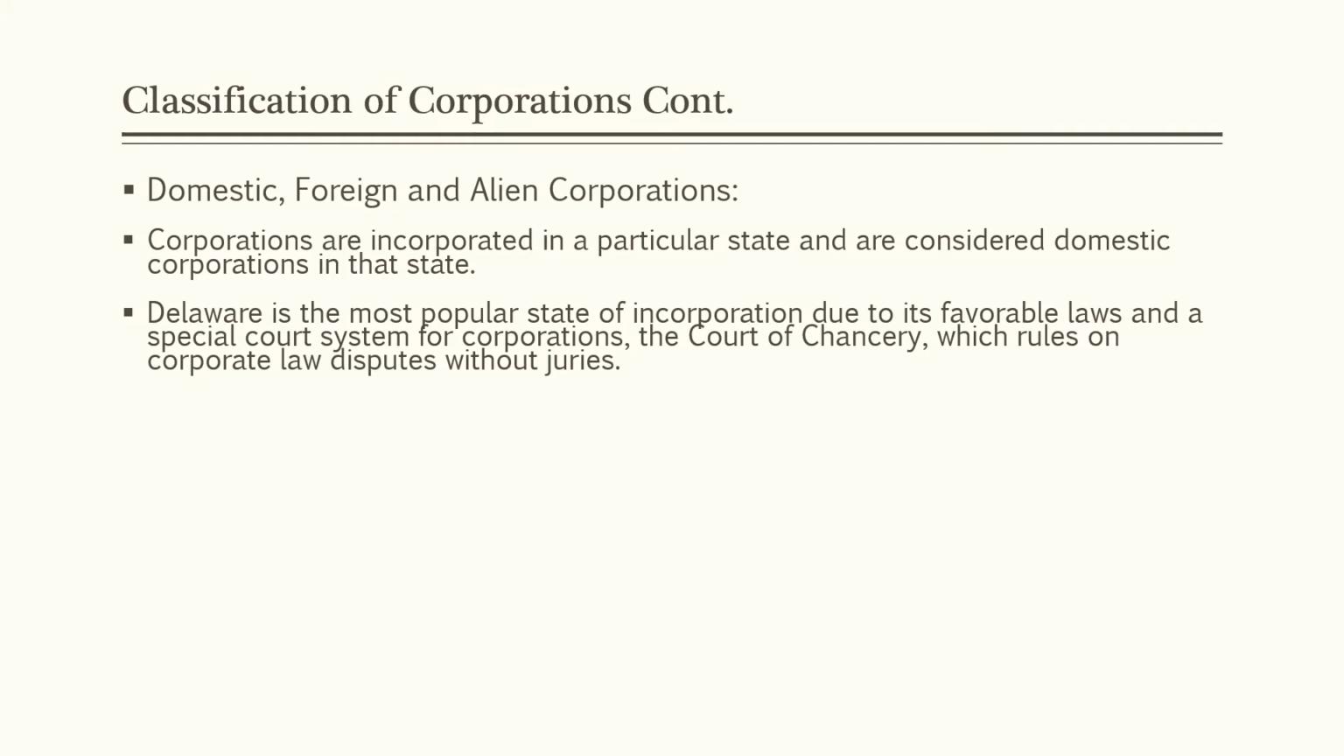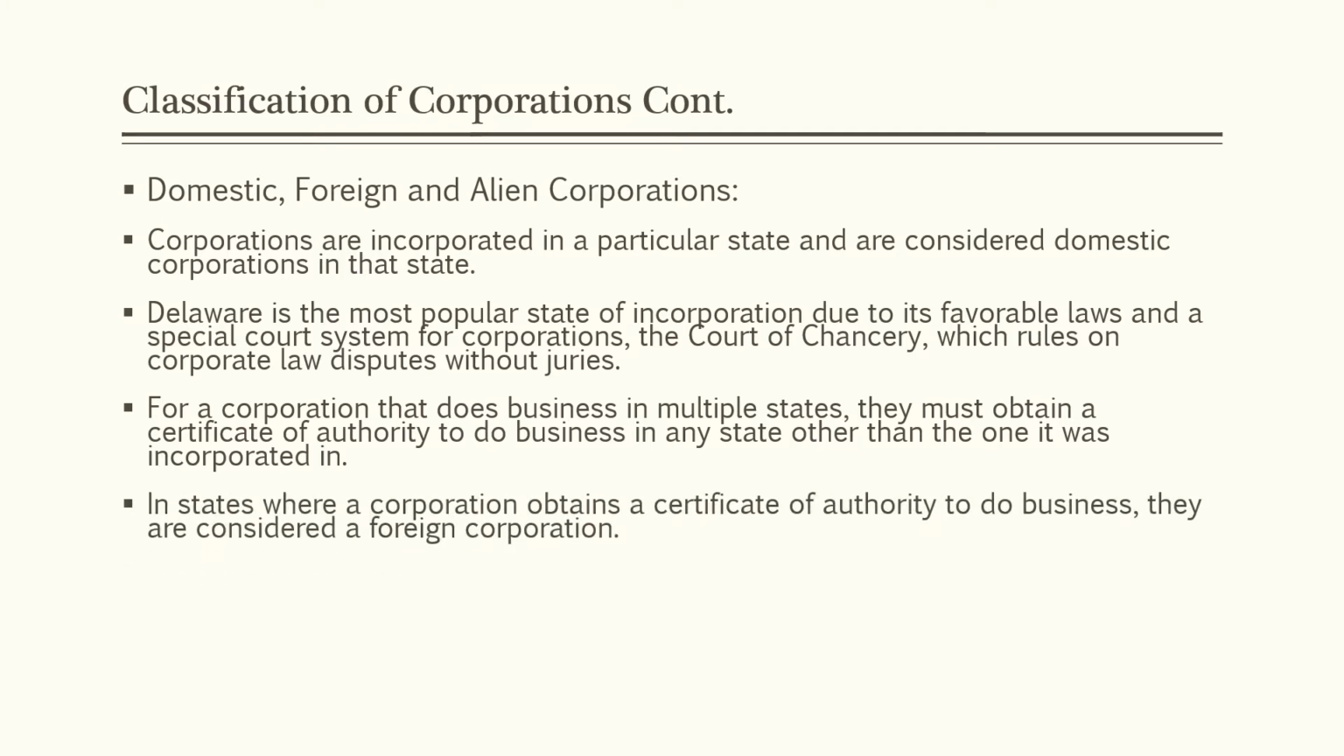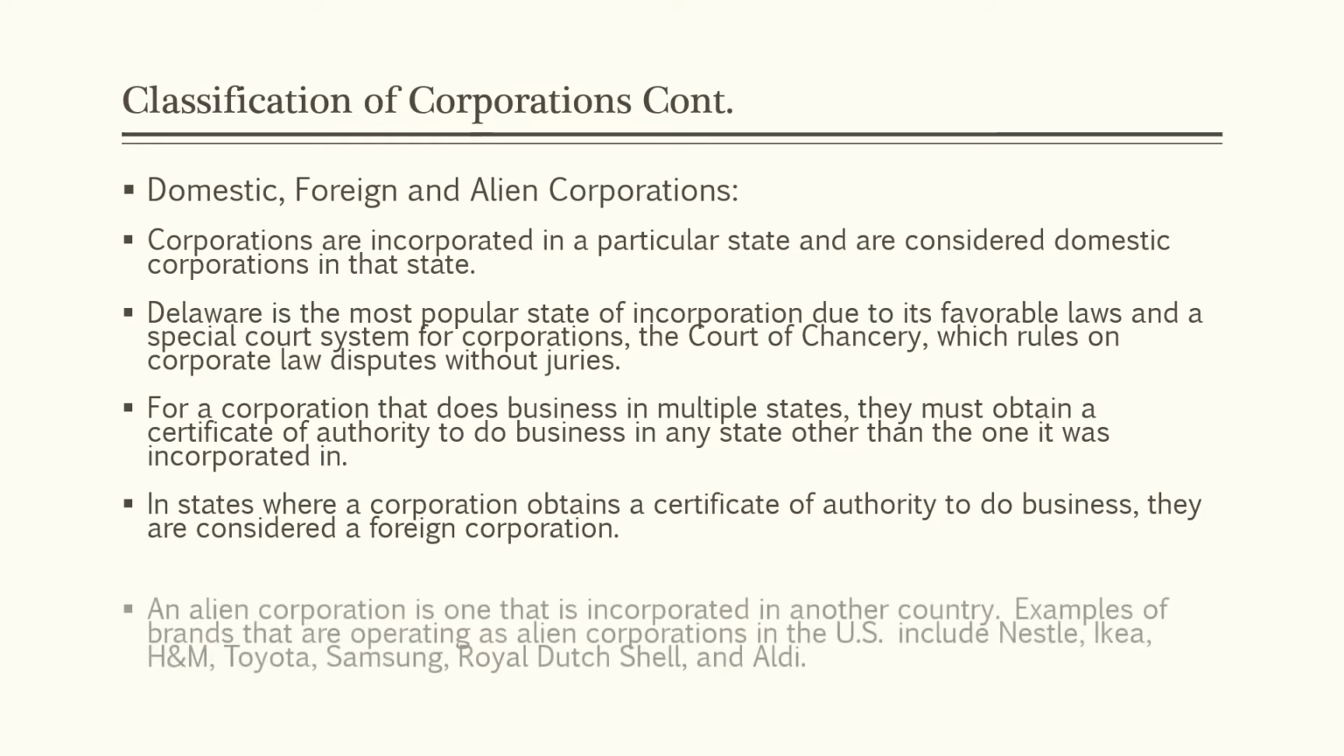Delaware is the most popular state of incorporation due to its favorable laws and a special court system called the Court of Chancery. It rules on corporate law disputes without juries, which is why it's so popular. For a corporation that does business in multiple states, they must obtain a certificate of authority to do business in any state other than the one it was incorporated in. In states where a corporation obtains a certificate of authority to do business, they are considered a foreign corporation.